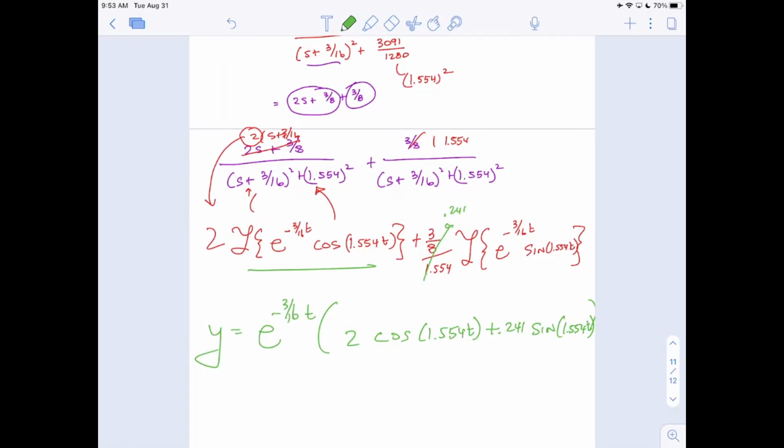So don't do that with Laplace transforms. That's good review, but that was a bad idea. Have to be awesome at completing the square.